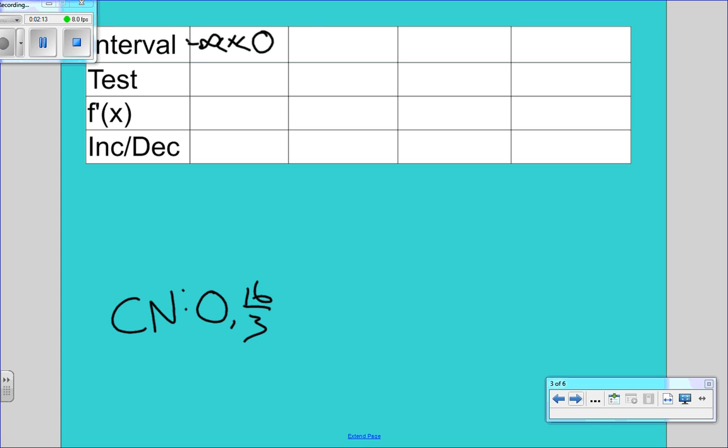And then you say 0 is less than x is less than our other critical number. It's important, obviously, that you go from the smallest number to the largest number. Otherwise, you're going to get some really weird intervals. And our last interval is 16/3 to infinity. That's an x if you can't tell.